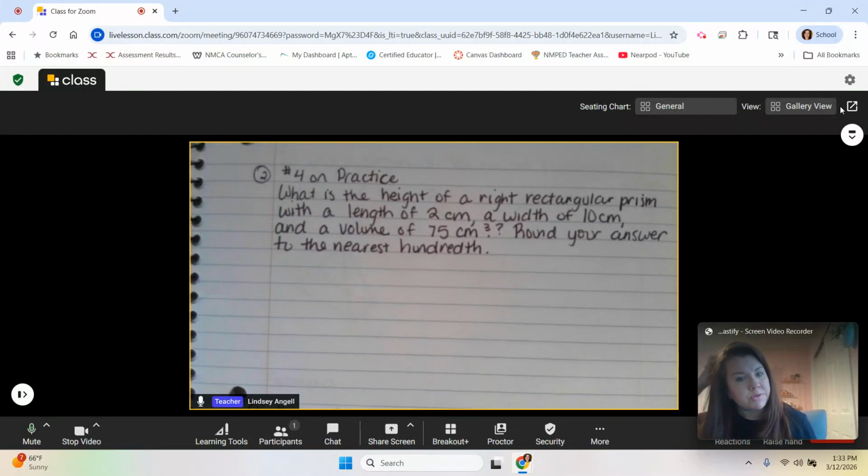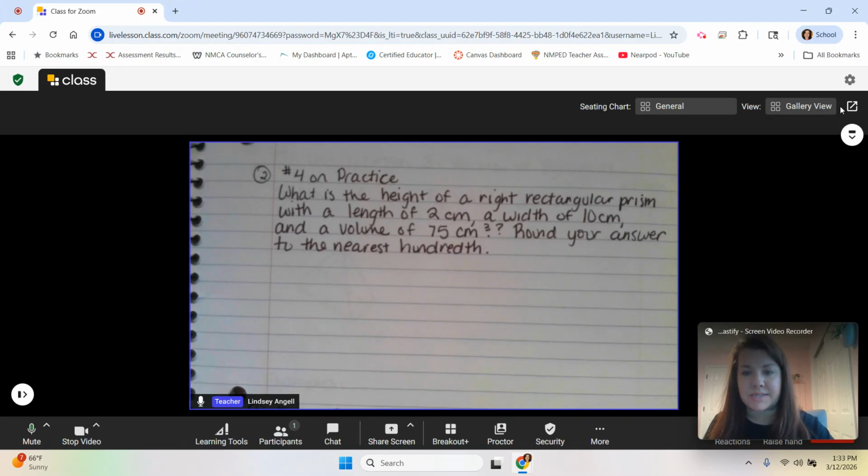Number 2, which is also number 4 on your practice. What is the height of a right rectangular prism with a length of 2 centimeters, a width of 10 centimeters, and a volume of 75 centimeters cubed? Round your answer to the nearest hundredth.